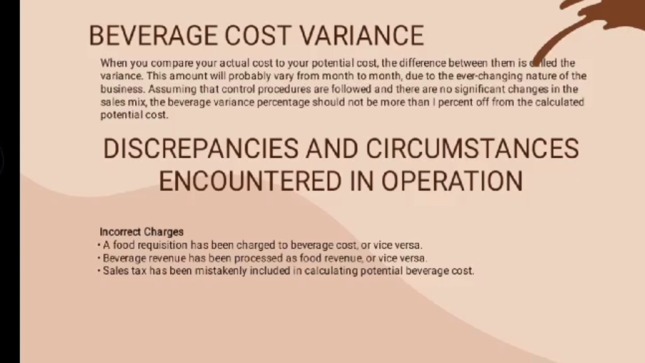In short, discrepancies and circumstances are an integral aspect of operational management. Addressing discrepancies involves identifying and correcting deviations, while managing circumstances requires adaptability and strategic foresight. Both are essential for maintaining smooth and efficient operations. That's all.